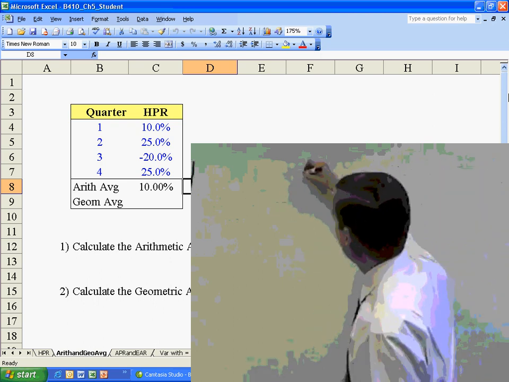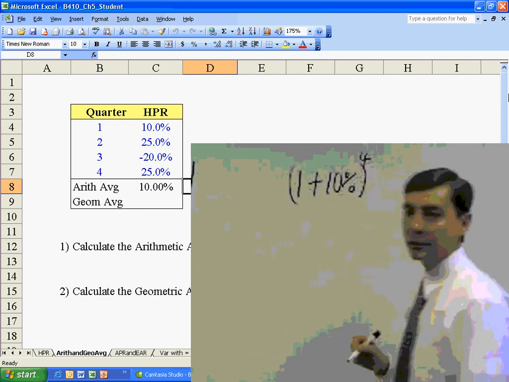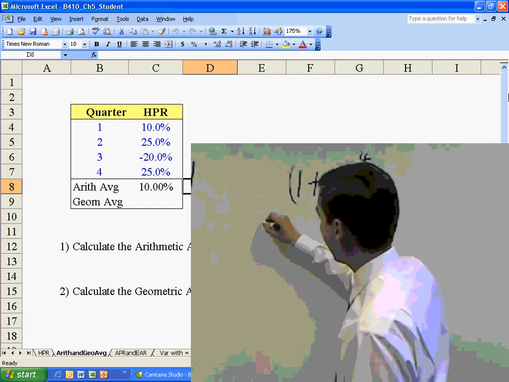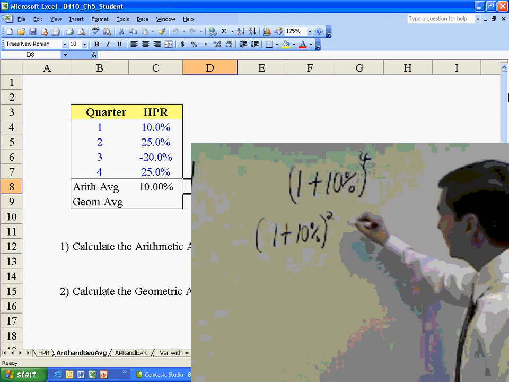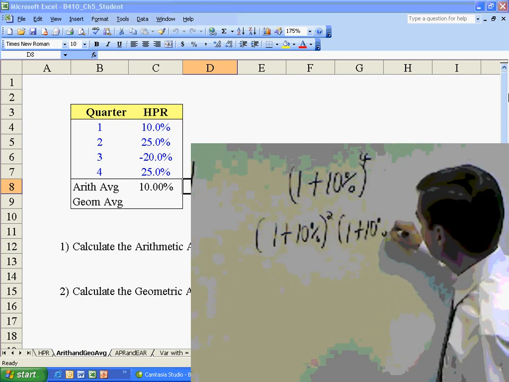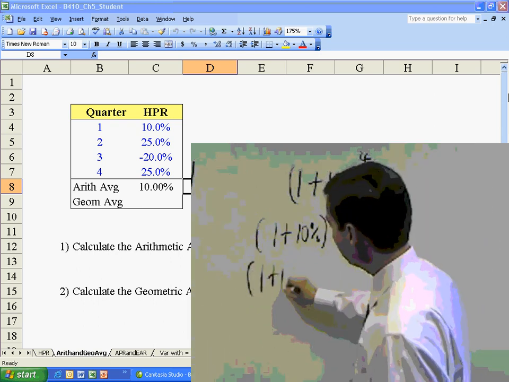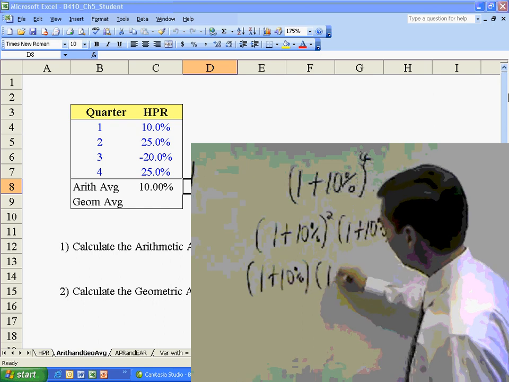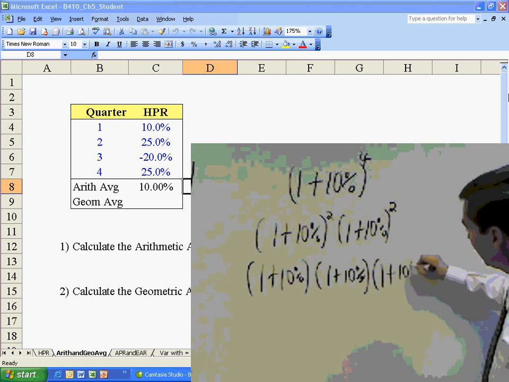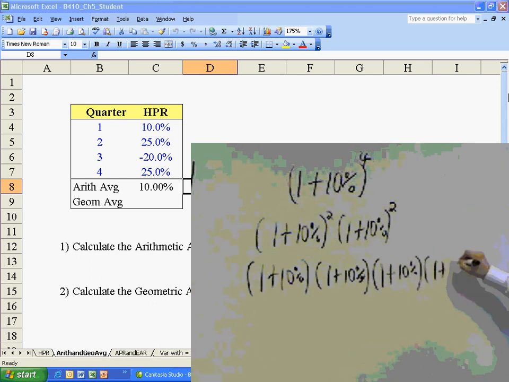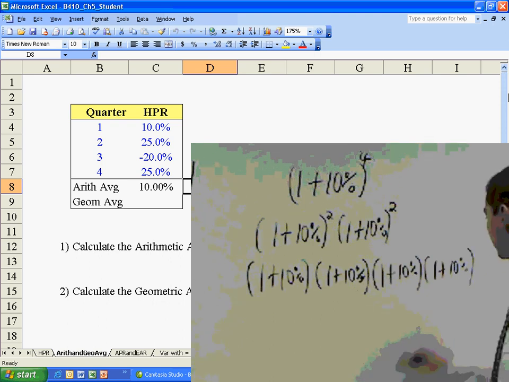If I say 1 plus 10% raised to the power of 4, I want you to know that that is identical or equivalent mathematically to saying 1 plus 10% raised to the power of 2 times 1 plus 10% raised to the power of 2. And that also is identical to saying 1 plus 10% times 1 plus 10%, times 1 plus 10%, times 1 plus 10%. Mathematically, those are all saying the exact same thing. So this is my point.